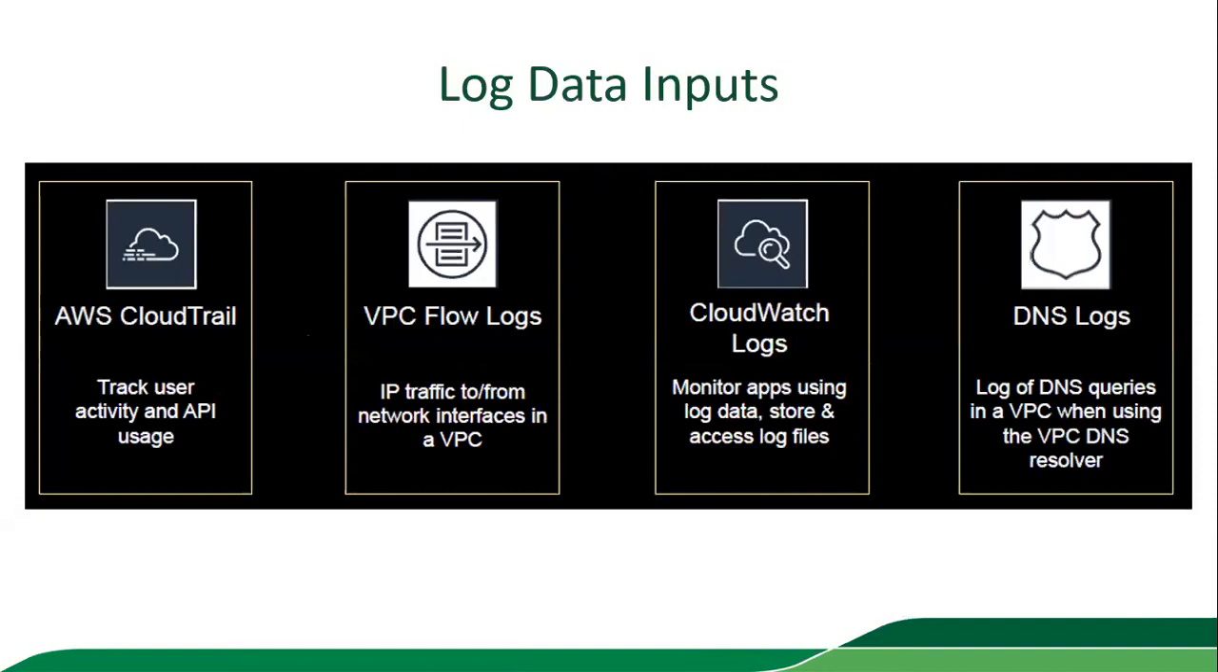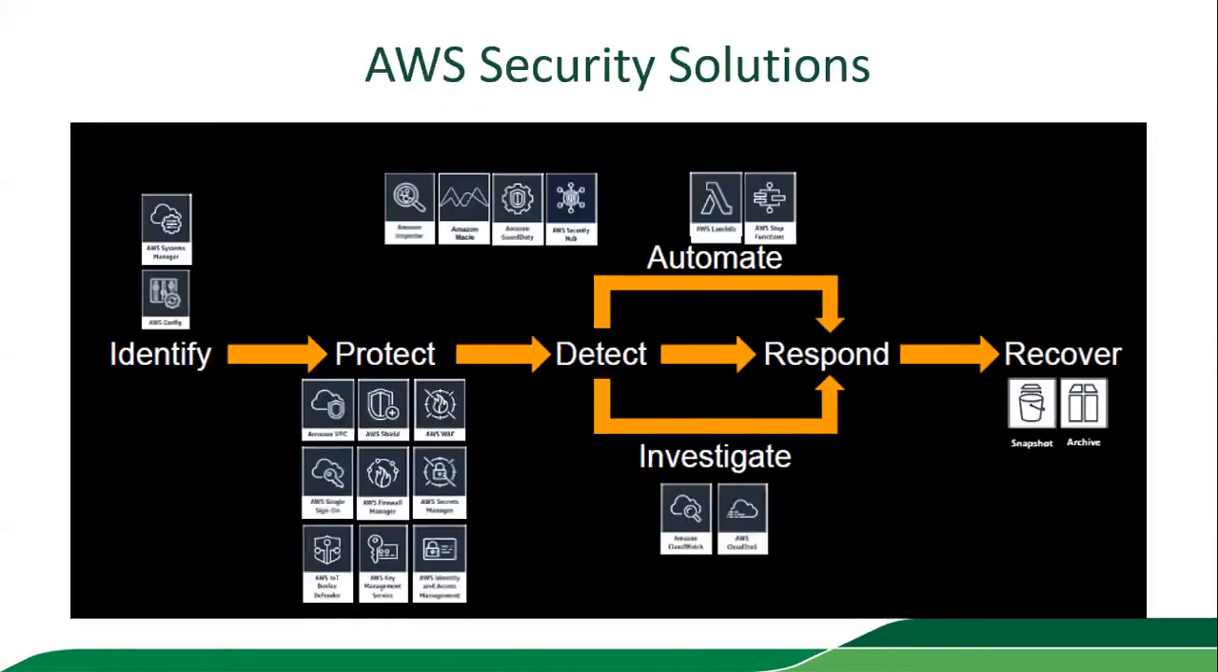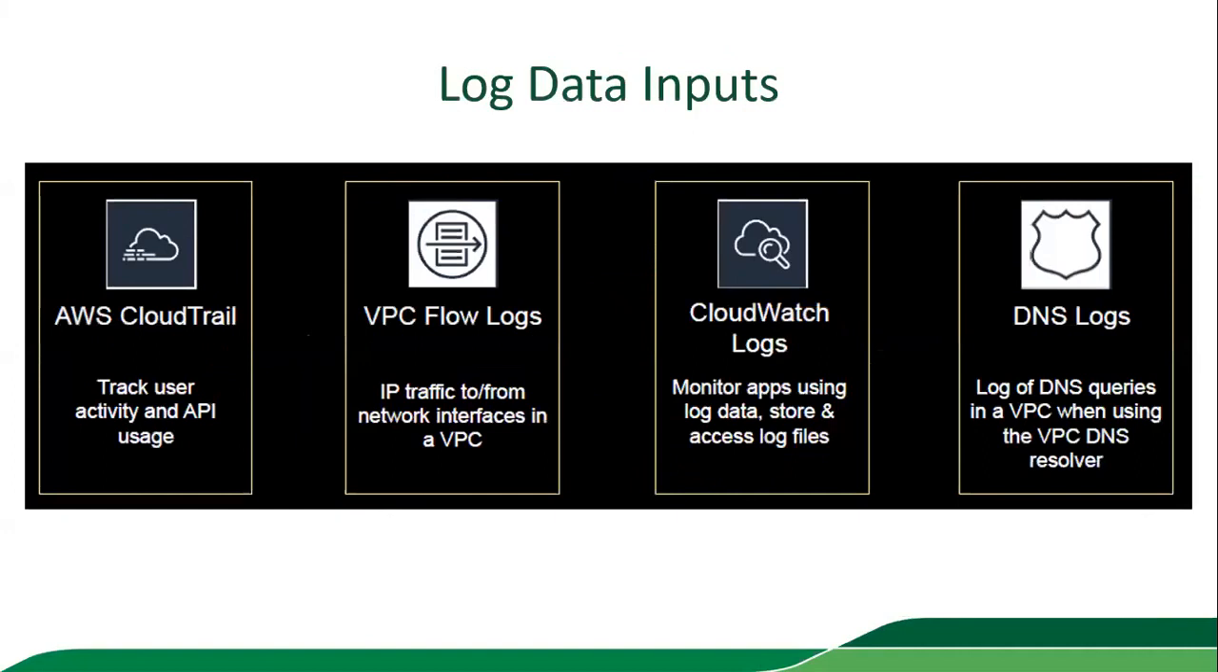Now let's talk about the identification stage. So it all starts with log inputs. You should collect your logs as much as possible. So all the logs have to be aggregated. So logs related to audit, user activities, and API usage. These are all stored in CloudTrail. So please make sure that you enable CloudTrail services for all your accounts.